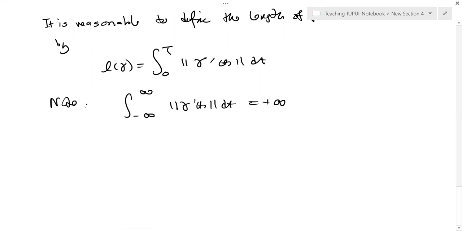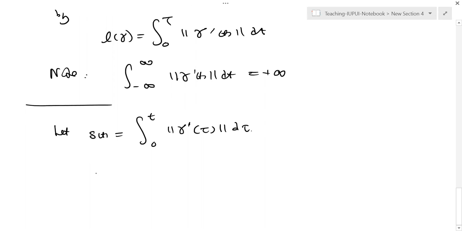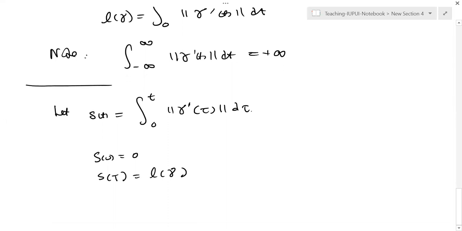Now let's consider the arc length. It's the same function, and I'm going to consider it from zero to t. Take a look at this function. Clearly s of zero is zero, when t equals zero, and s of capital T is going to be the length of this closed curve, when t equals capital T, coming back here, since t starts from zero.